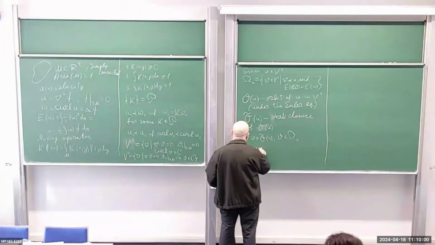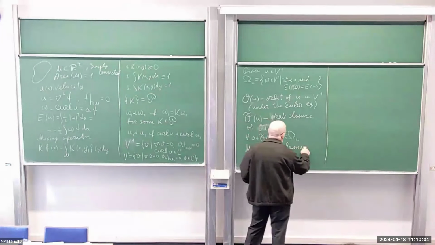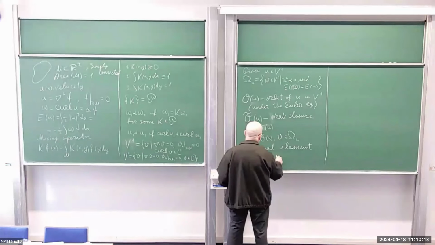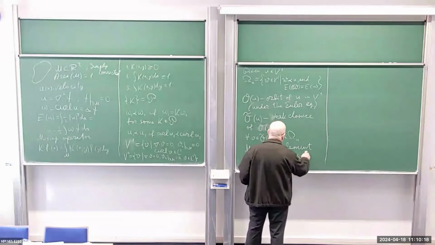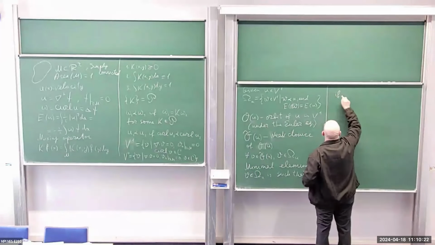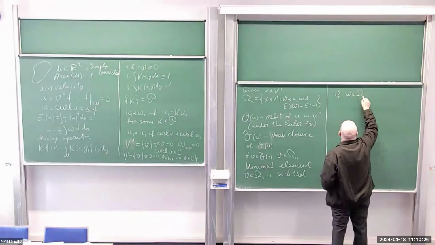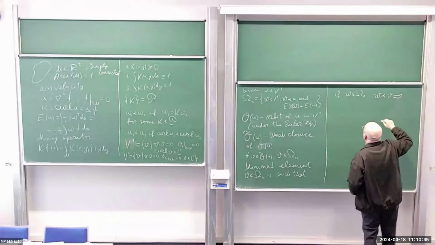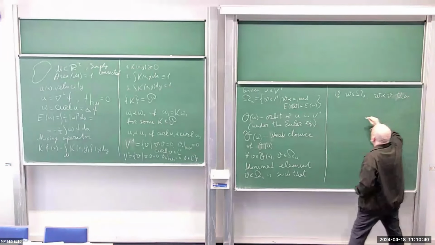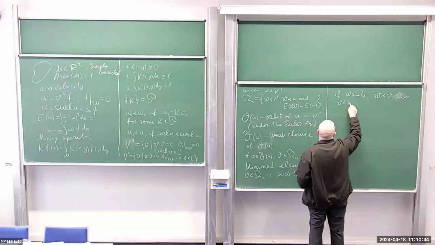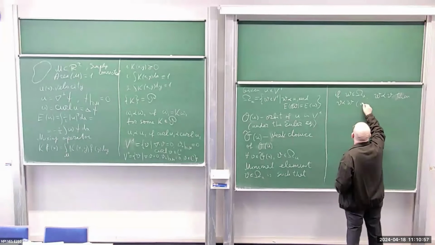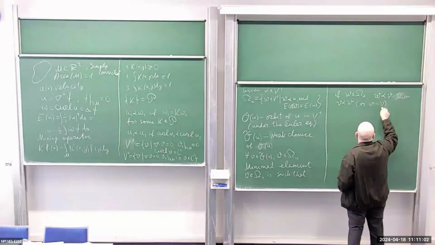Minimal element. V in omega U is such that if W in omega U and W is less than V, then V is less than W. Every time we have a partially ordered set, we define a minimal element. Or W is equivalent to this.